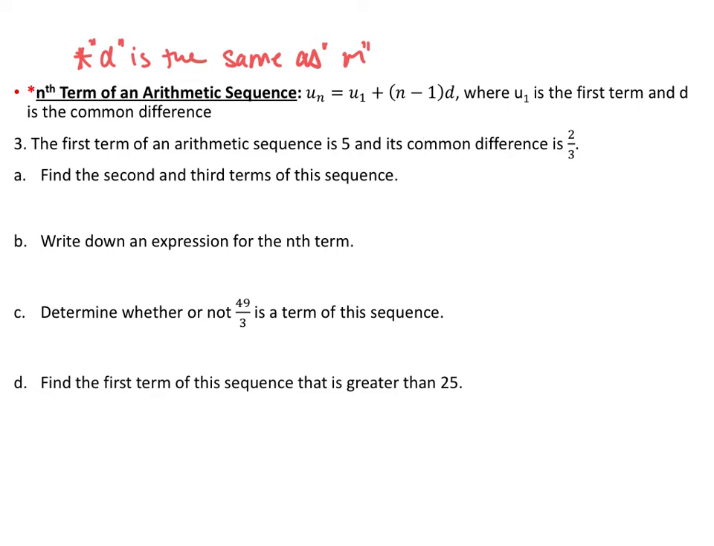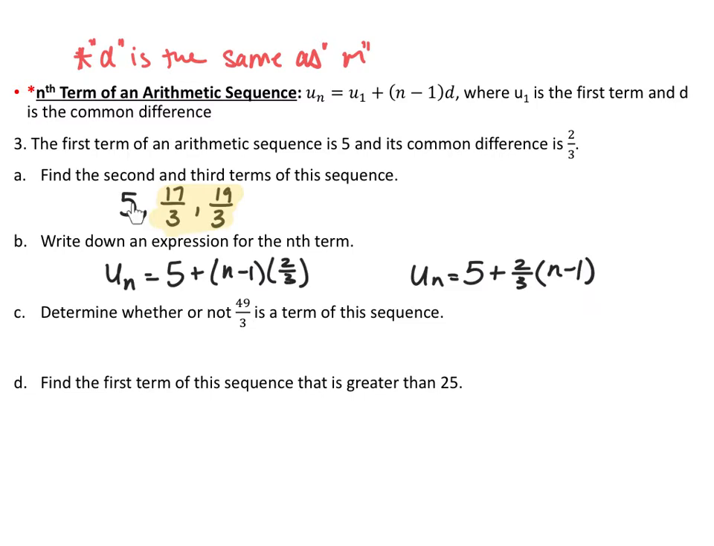So they give us some information here. They tell us that the first term of the arithmetic sequence is 5, and the common difference is 2/3, and we want to find all of these things. So we want to find the second and the third term. So remember, this is your first term. This is when x is 1, y is 5. And then our common difference is what you're doing every single time. So if the common difference is 2/3, that means you're adding 2/3 every single time. So go ahead and pause the video and do parts A and B.